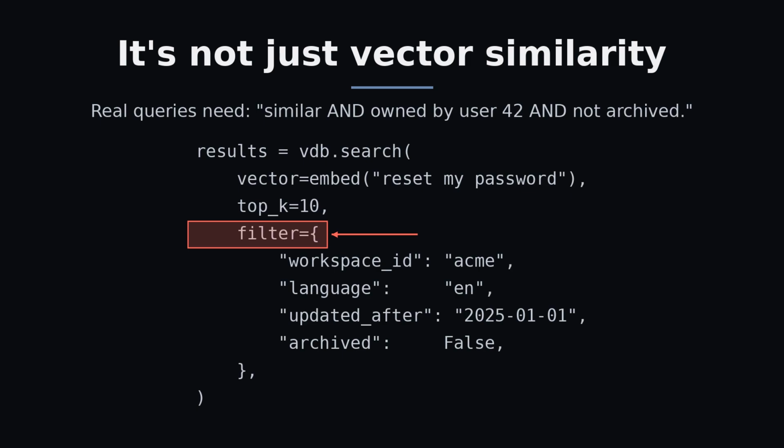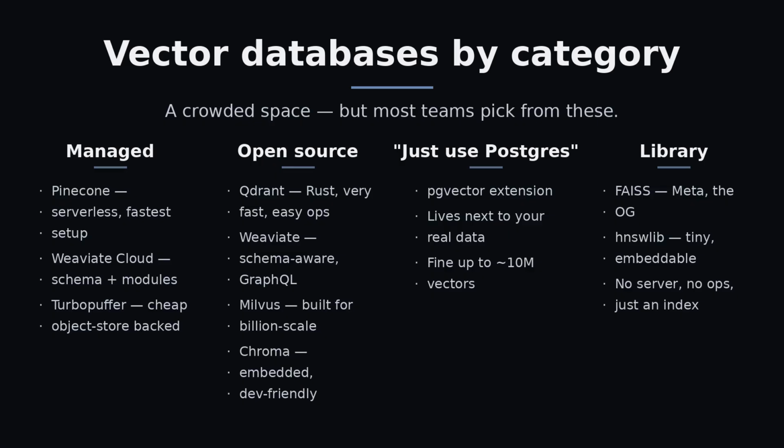The good ones do something smarter, baking the filter into the index walk itself. When you're picking a vector database, this is the feature that quietly decides whether your queries take 5 milliseconds or 500. The market splits into 4 categories.